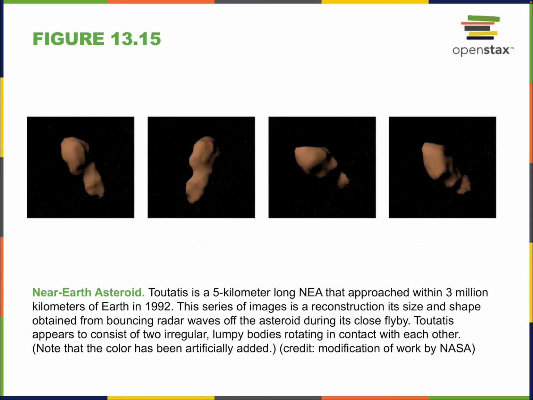Here's an example of a near-Earth asteroid, Toutatis, which is 5 kilometers across, so quite on the large size, and it was spinning past Earth, right, at a distance of about 3 million kilometers in 1992.